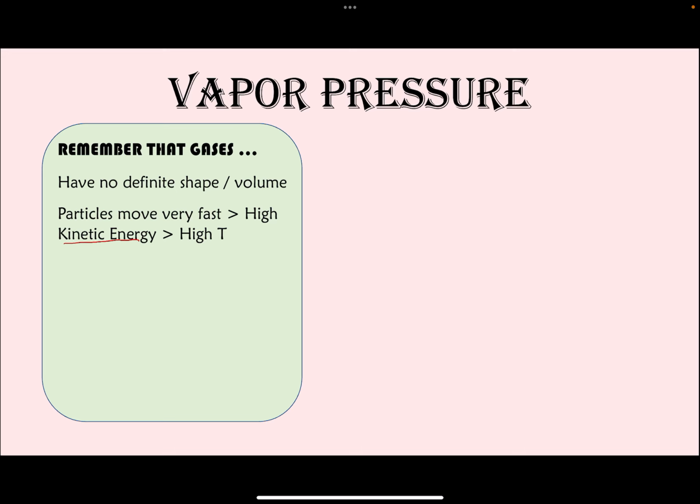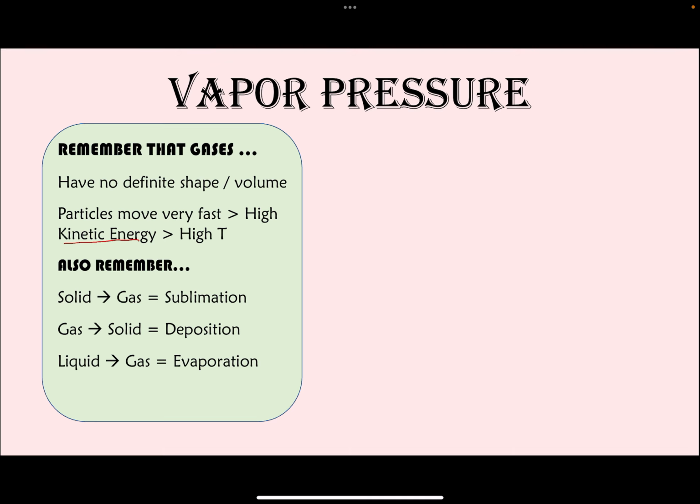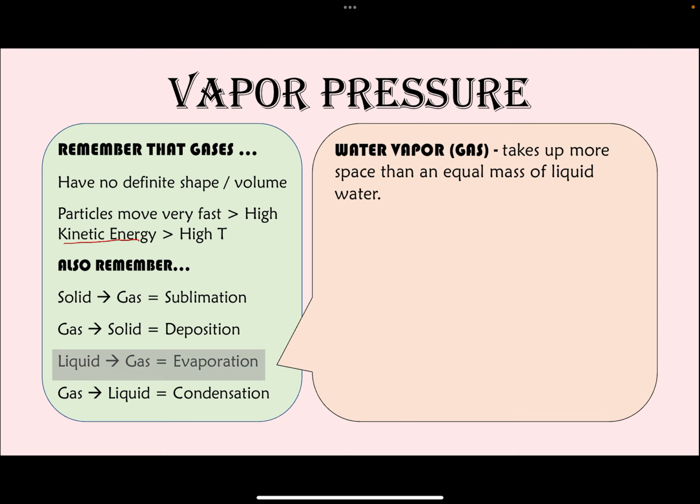So let's talk about some of the phase changes that gases can have. If we convert a solid to a gas, that is sublimation. We go from gas to solid, that is deposition. If you go from liquid to gas, that is evaporation. If you go from gas to liquid, that is condensation. So let's focus on evaporation for a little bit.